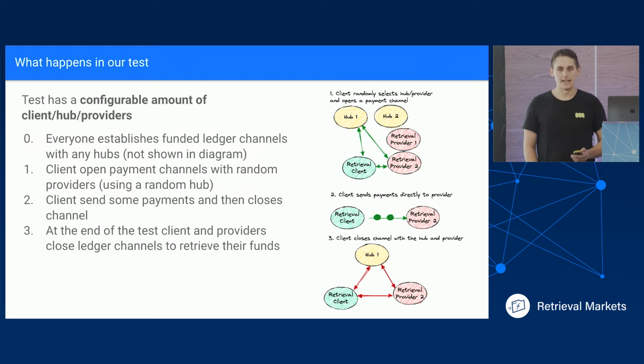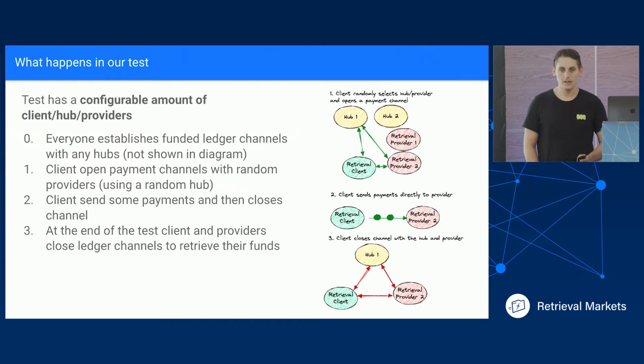So what happens in our tests? Basically, our Go Nitro test has a configurable amount of clients, hubs, and providers. You can specify what you want the network to look like. The first thing that happens is everyone opens a funded ledger channel with the hub. It's not shown in this diagram, but that just lets you spin up virtual channels in the future.